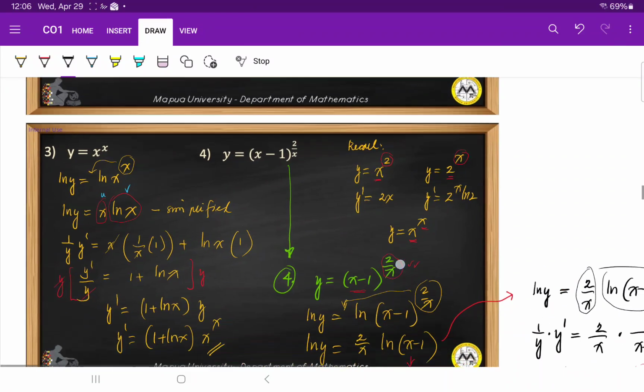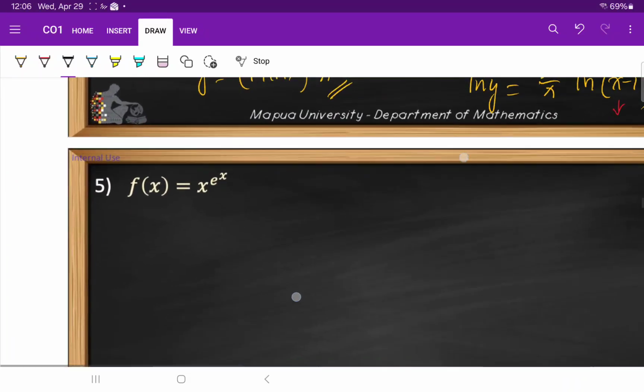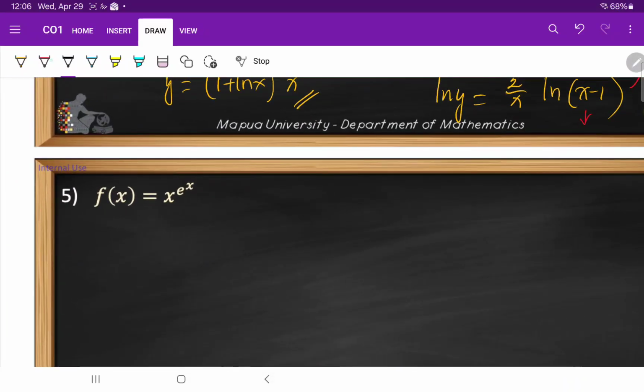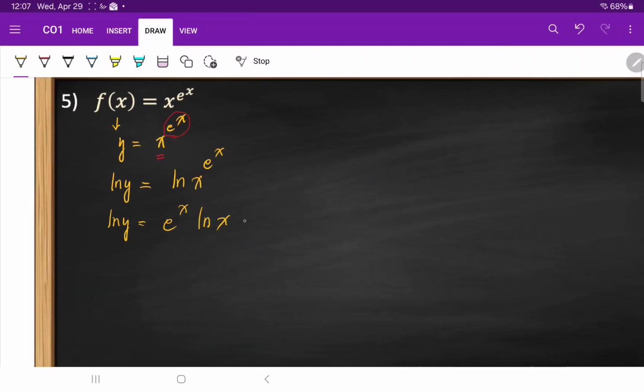Okay, now that's what we do if we encounter a problem wherein the base has a variable and the exponent is also a variable. Okay, so look at this one. Let's do number 5. So again, here you know that we could write this as y. The base on this right side is x. The exponent also has x. So we have a variable to a variable power. So what we do is use logarithmic differentiation. So take the natural logarithm of both sides. So ln of y is ln of x raised to e to the x. And then we simplify. So we bring down e to the x, ln of x.